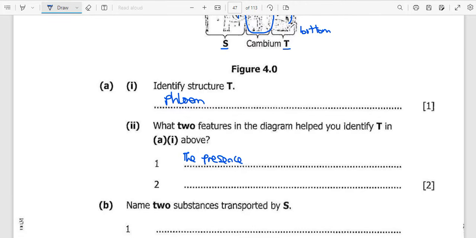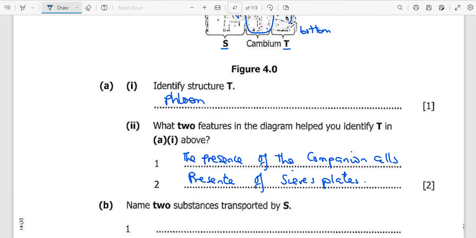So the presence of the companion cells. And then here we have the presence of those plates.